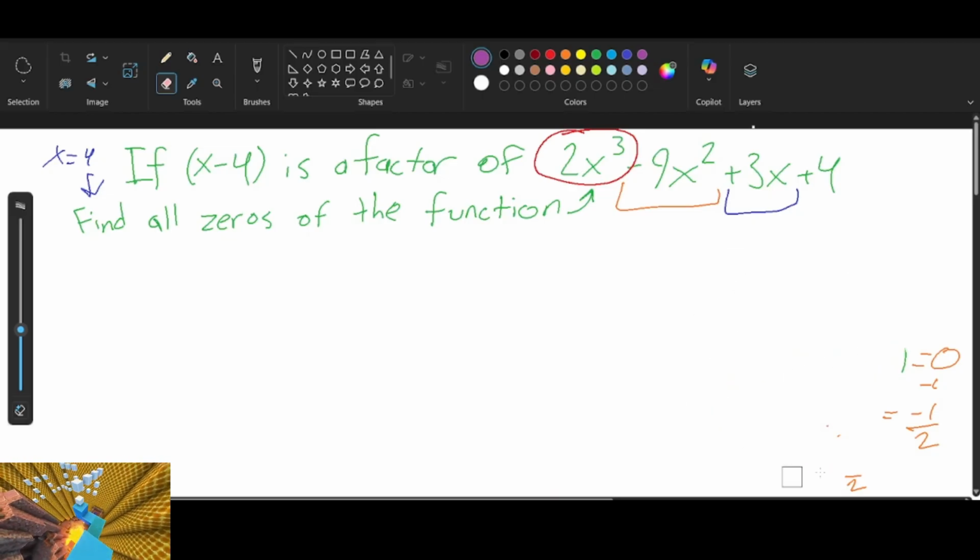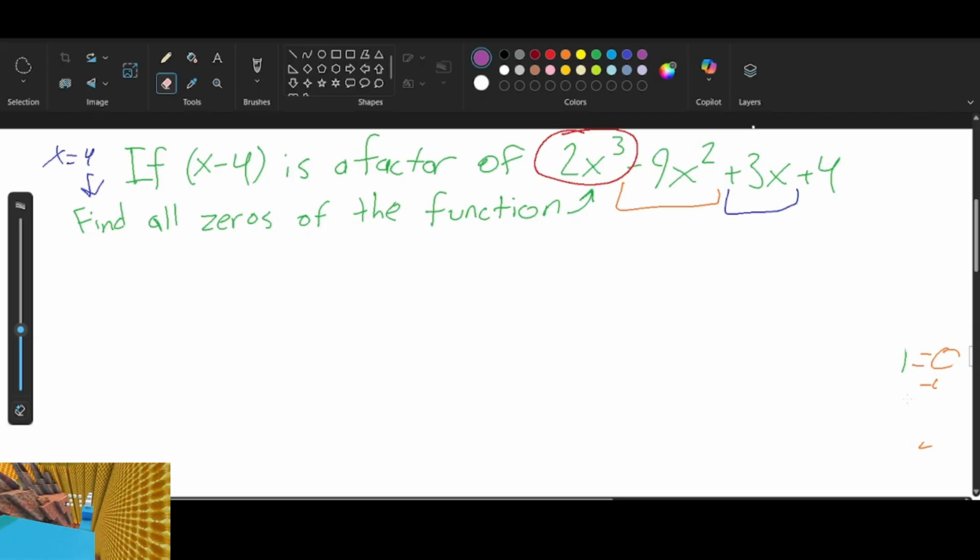On the test, again, you don't need to do any specific method, so it's whatever you prefer. If you only like the box method, you can stick with the box method.